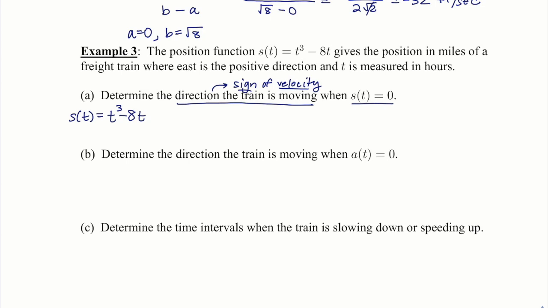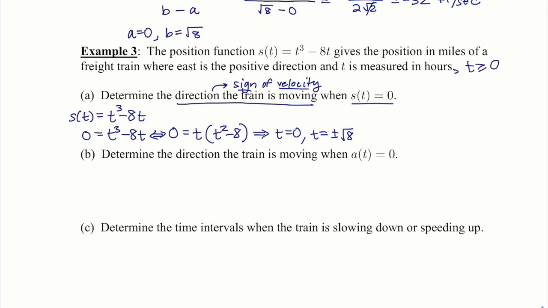So s of t is t cubed minus 8t. That's going to be 0. If we want to, we need to factor this. So 0 equals t we could factor out, and then t squared minus 8. So it looks like either t is 0 or t is positive or negative square root of 8 again. And I think once again, let's assume that we have a starting time of 0. So let's assume t greater than or equal to 0 only here. So we'll use t equals square root of 8, not negative square root of 8.